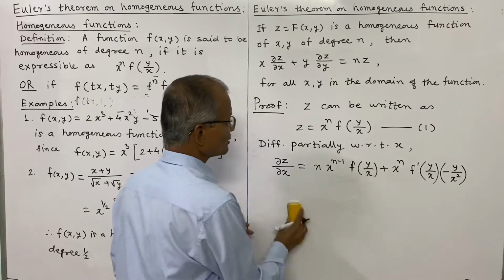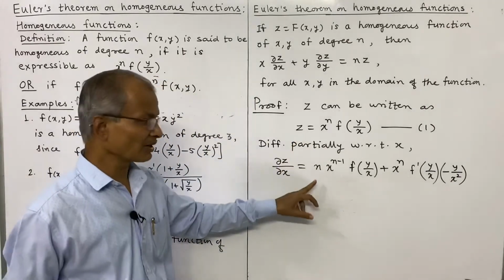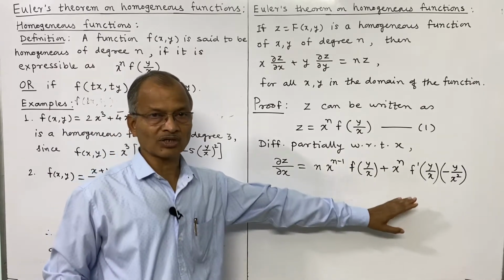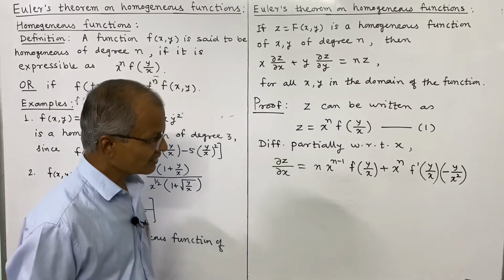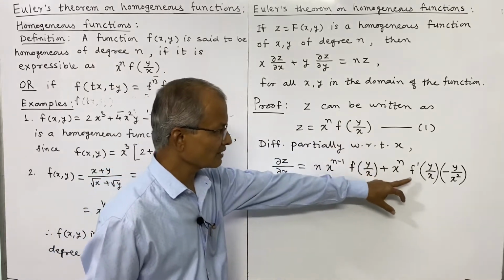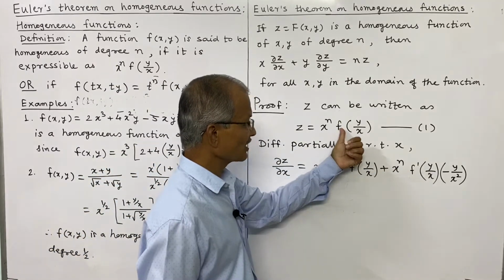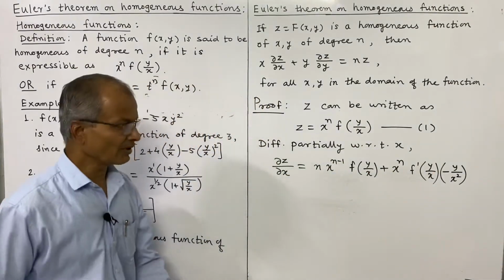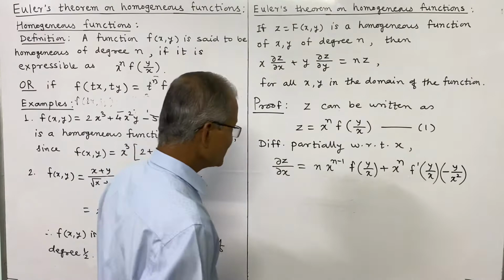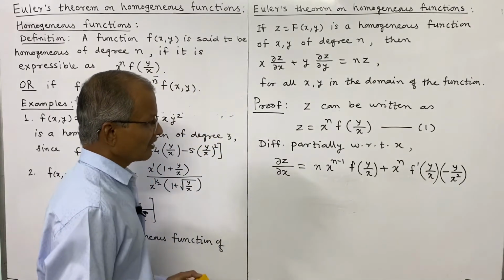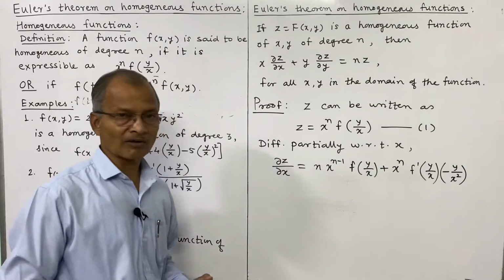So this much is the partial derivative of z with respect to x. We have used the product rule, also the chain rule. The chain rule of derivative is important, and here to write the derivative of f of y upon x, it is f dash of y upon x, the outer function's derivative, multiplied by the inner function's derivative, that is negative y divided by x square.